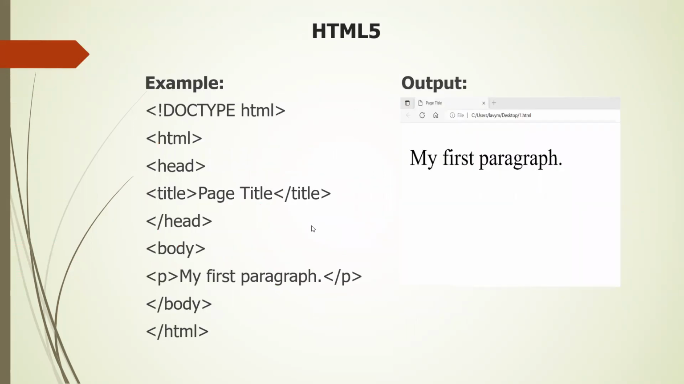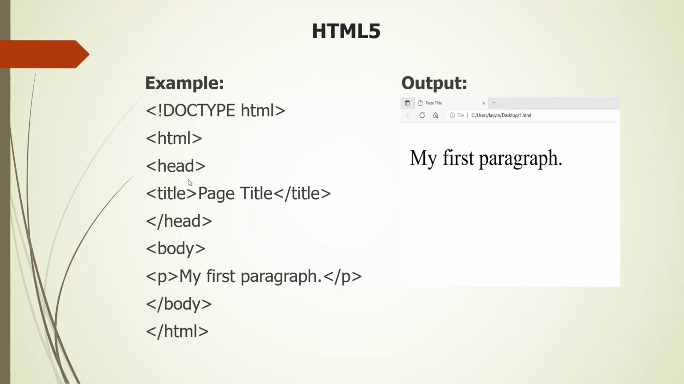Now we are going to discuss a simple example in HTML. HTML5 is used for creating a web document, or we can create a web page with the help of HTML. Here, a simple web page is created. It will have just a single sentence, my first paragraph. The web browser is opened here, and when you run this code, you will get this particular statement.